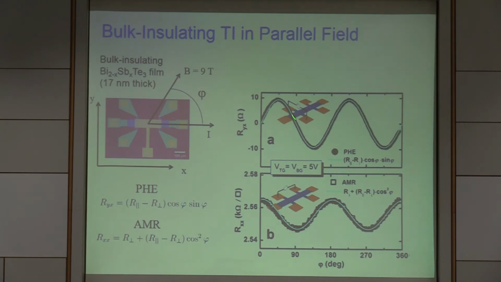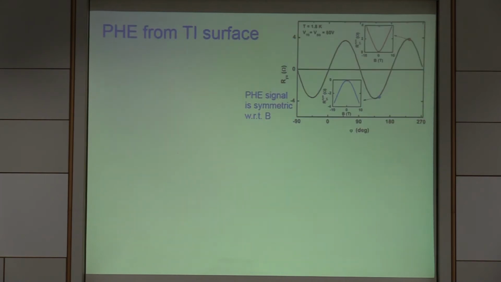And this is the data for the planar Hall effect signal and the anisotropic magnetoresistance signal, which follows exactly what has been known for the ferromagnet. And this essentially means that the magnetic field induces some resistivity anisotropy in the resistivity tensor in the surface state. And this is the angular dependence of the planar Hall signal. And this inset shows the magnetic field dependence.